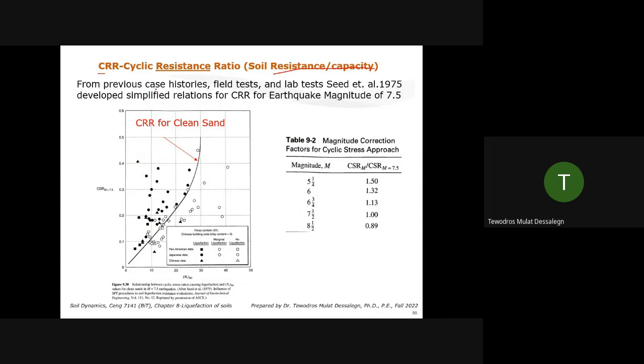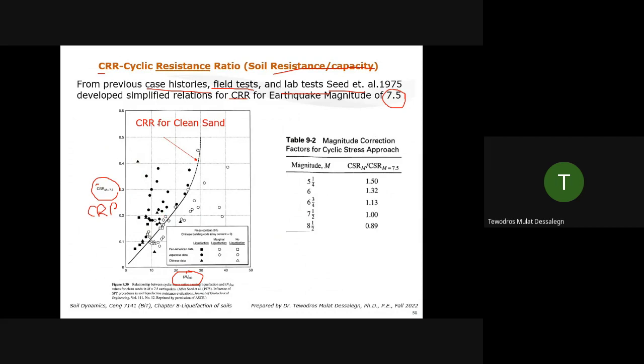From previous case histories, field tests, and lab tests, Seed et al. in 1975 developed a simplified relation for CRR for an earthquake magnitude of 7.5. He developed this chart. For example, if you have any blow counts, like from an SPT test, you can pretty much get the CRR. Even if it says CSR here, it's basically the capacity of the soil at the limiting case, which is CRR. So even if you see CSR here, it's CRR, or they sometimes call it CSRL.